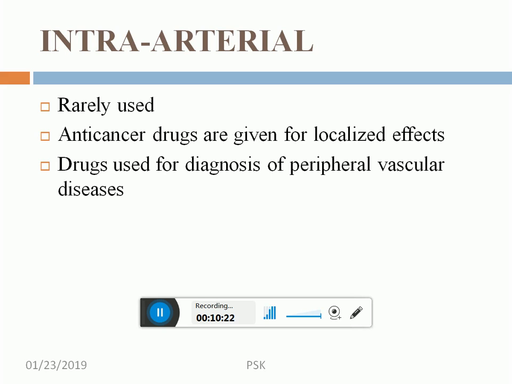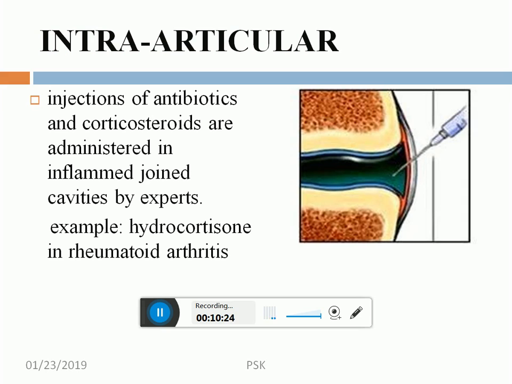So the next one will be the intraarticular. Injection of antibiotics and corticosteroid hormones is administered into inflamed joint cavities by an expert. An example would be hydrocortisone in rheumatoid arthritis. See, there will be some cavity, and in the cavity you can insert the drug. It can be done only by expert people.